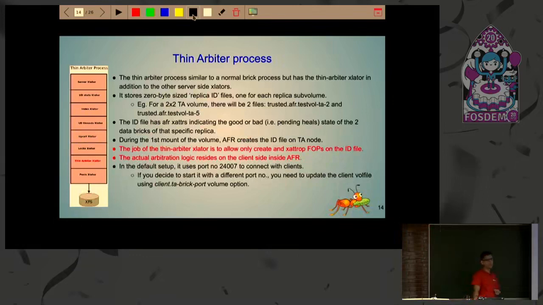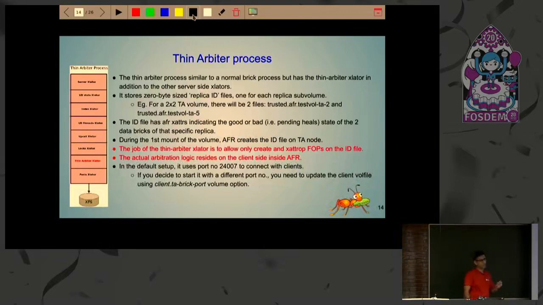And the other thing is that the thin arbiter, I was telling you that you can run the thin arbiter process on a node which does not have gluster-D. So if you know gluster-D, gluster-D is a management daemon which is used for spawning all the brick processes, the self-heal daemons and all that. So if you restart a node, it is gluster-D which ensures that the brick process comes back up. So without gluster-D, how does it actually work?